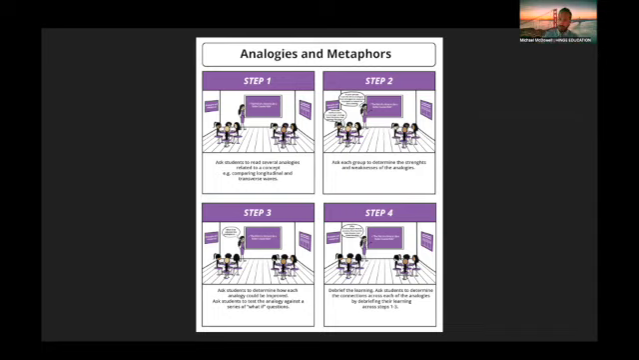Step 3, ask students to determine how each analogy could be improved. What would you do? What would you add to that analogy? And then ask students to test the analogy against a series of what if questions. Well, what if we change this? Or what if we change this? And see what students come up with.